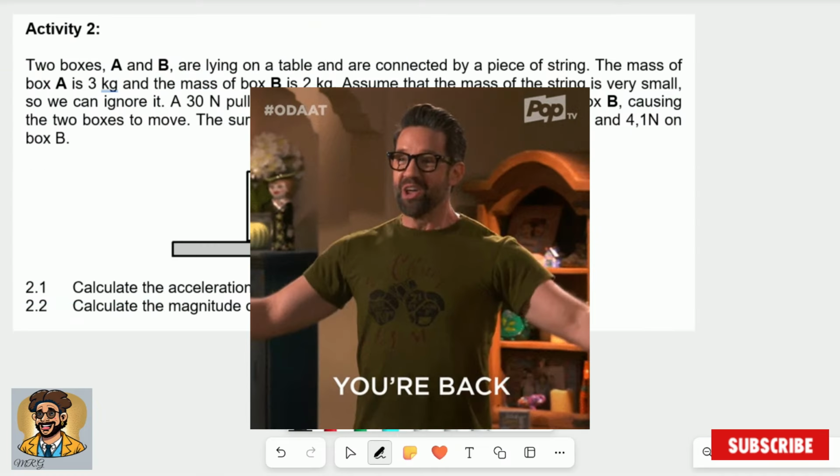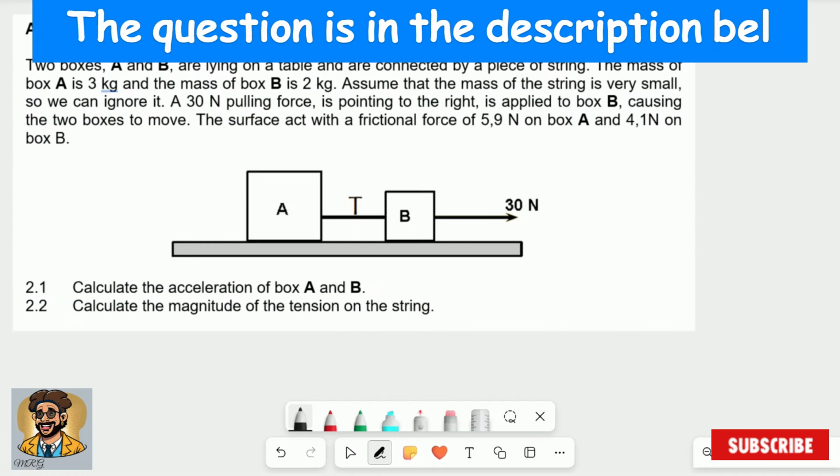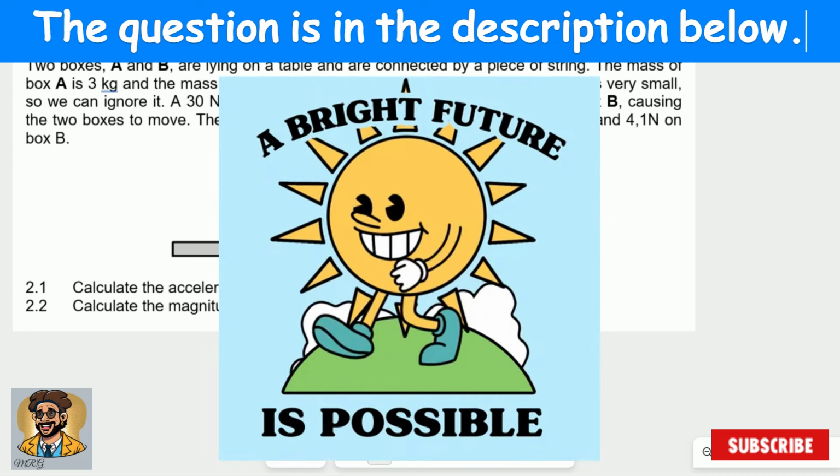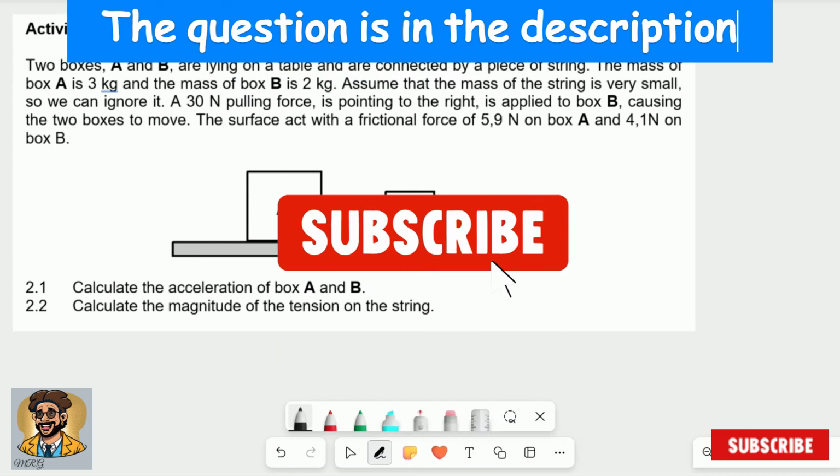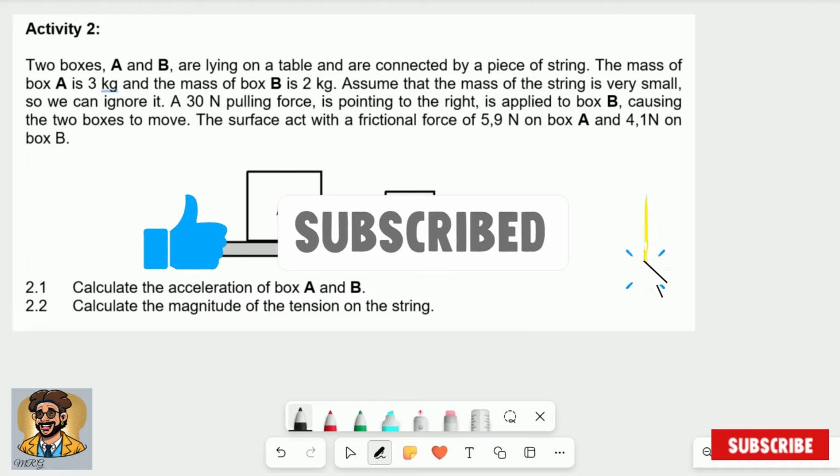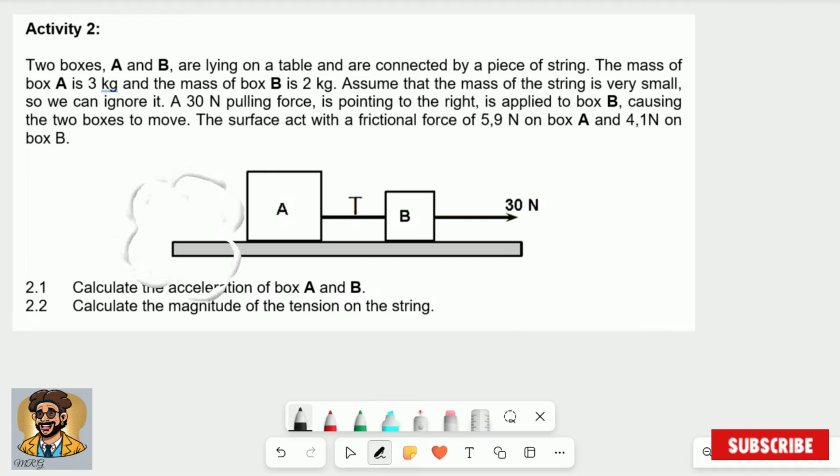So now, when we have a system of blocks, a question in which you have more than one block connected to a string or even pushing each other, like you're moving two boxes, there are some examples in the book. The way of resolving this question is the same. It's the same steps. The only difference is you have two objects. So let's read the question, write some data, and then follow the same approach we did yesterday.